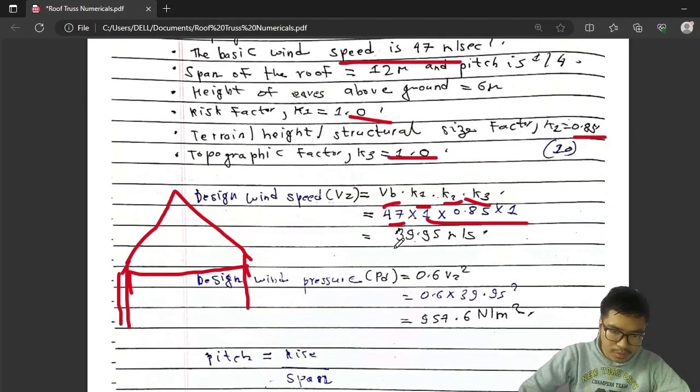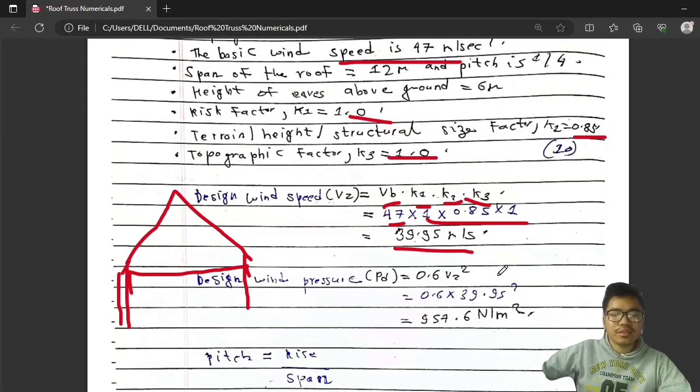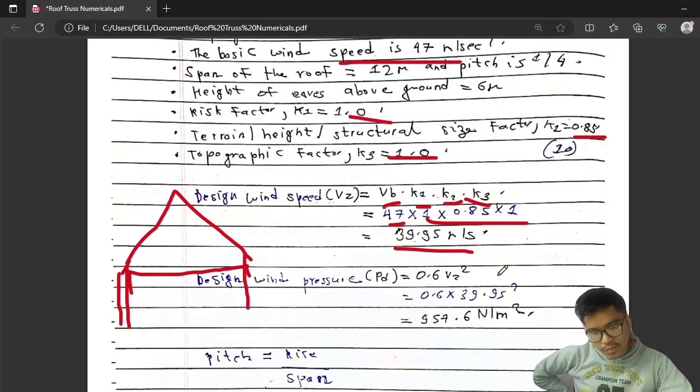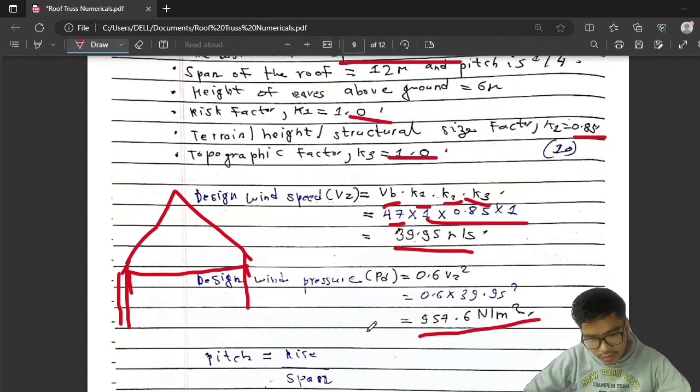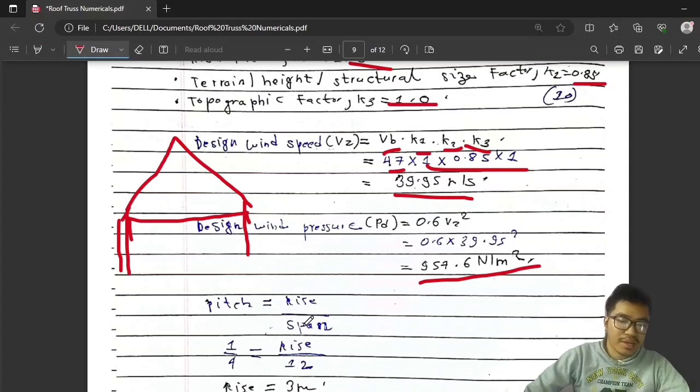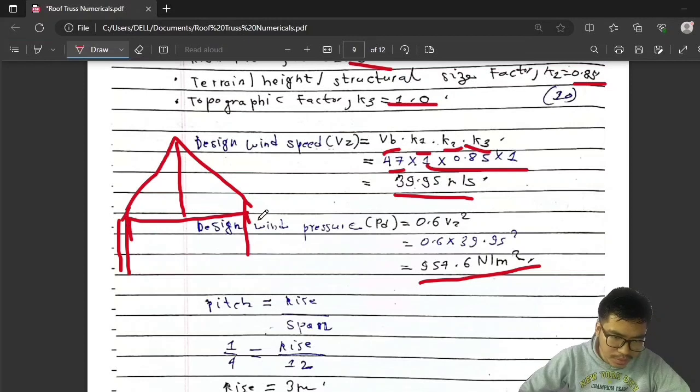So Vz will be 39.95 meters per second. Design wind pressure PD is 0.6 of 39.95 square, that is 957.6 Newton per meter square, and pitch is rise divided by span. This is rise divided by this span.